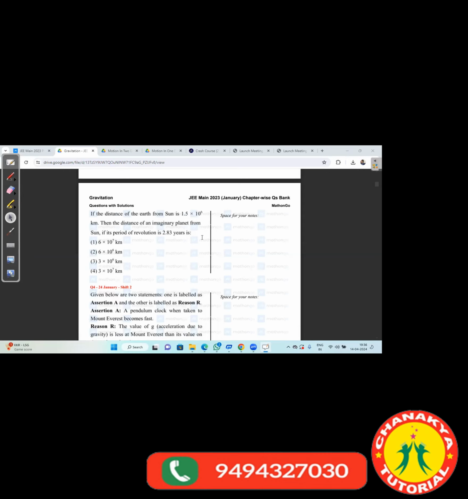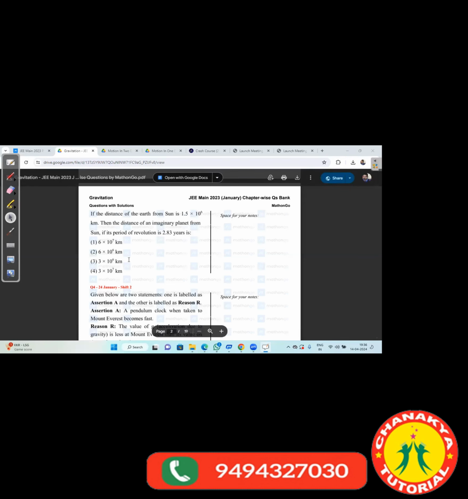Option 3. Yes, it is certainly option 3. As if you multiply, you will not get 6, you will be getting near about 3. And 3 times 10 to the power 6, you have already got. So it's option 3. Got it? So it's not necessary every time to perform the complete calculation. You can take an approx value here.